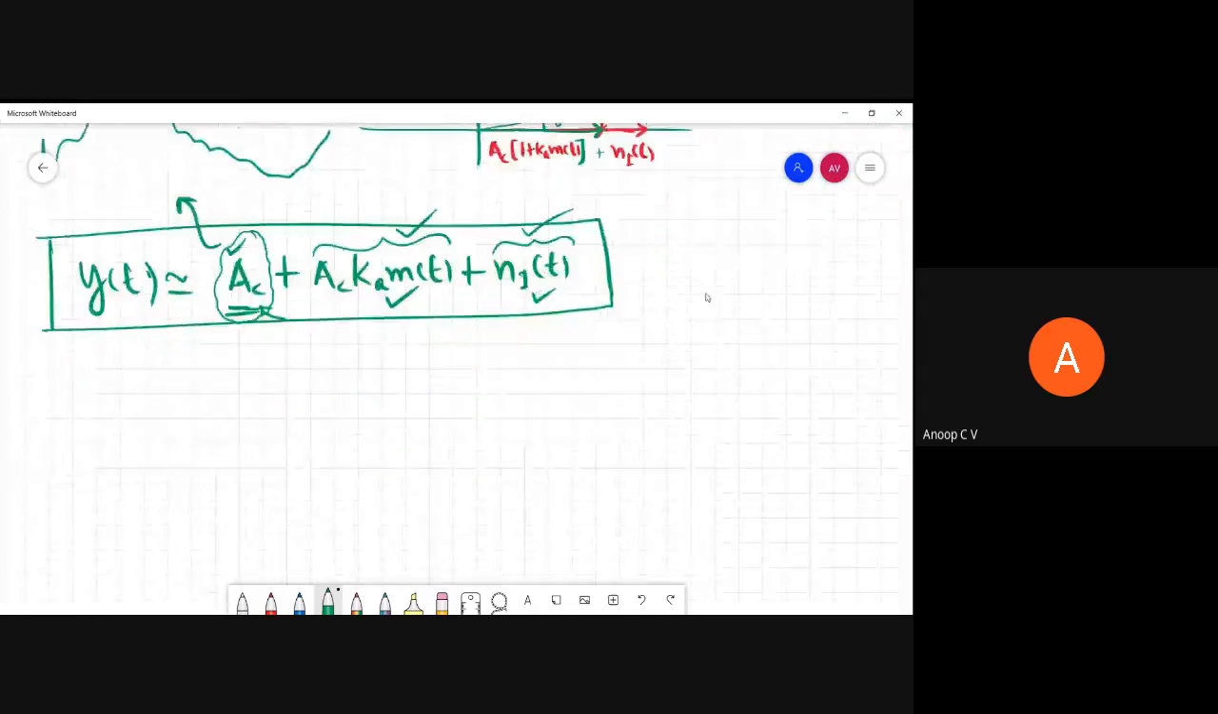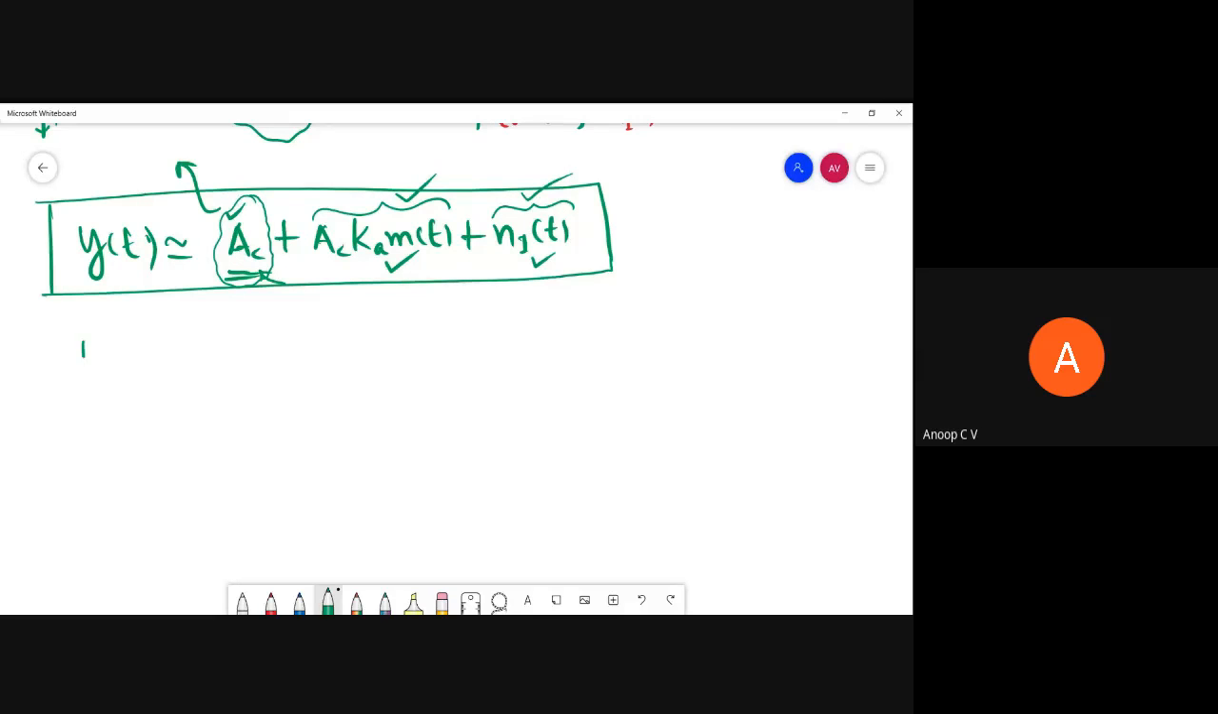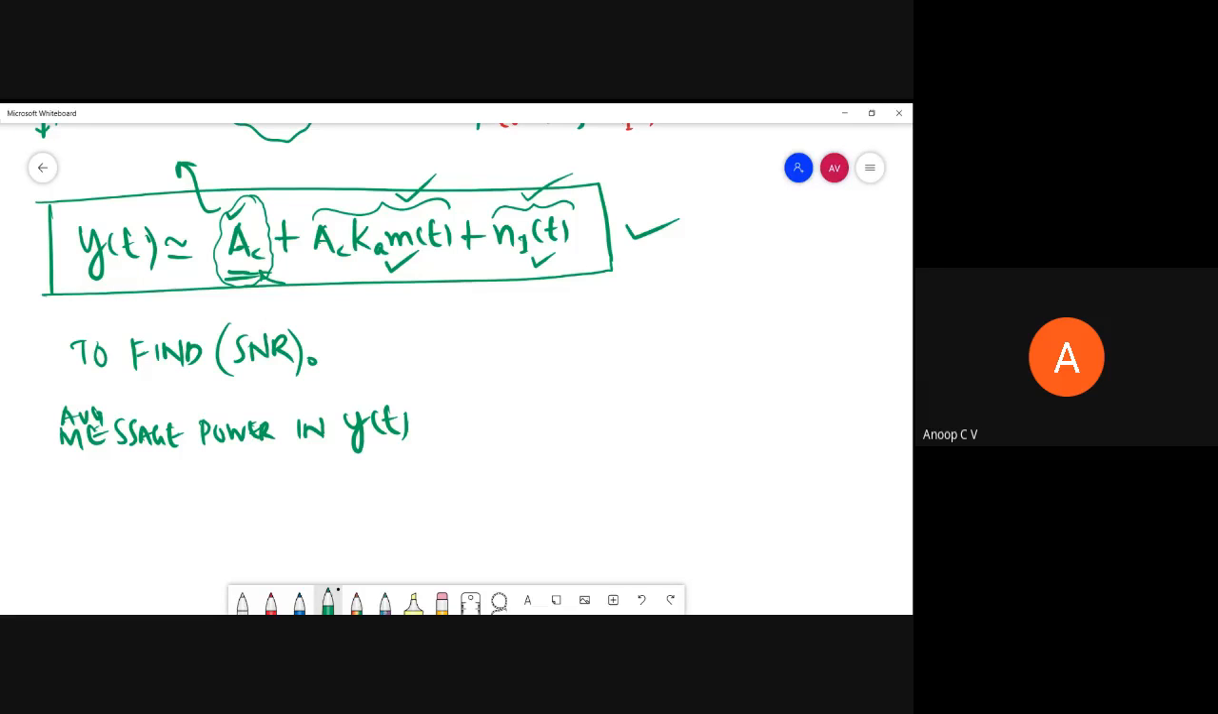So now we have to find the SNR at the output. To find SNR at the output, we need the average message power in y of t. This y of t is an approximation. This approximation will hold good only when carrier amplitude is much greater compared to noise, right?